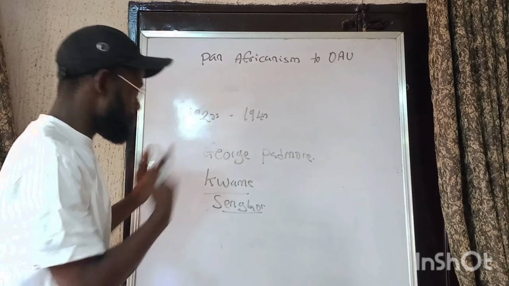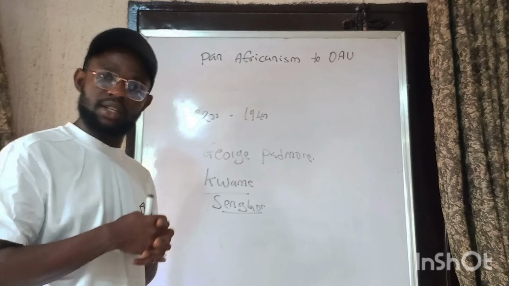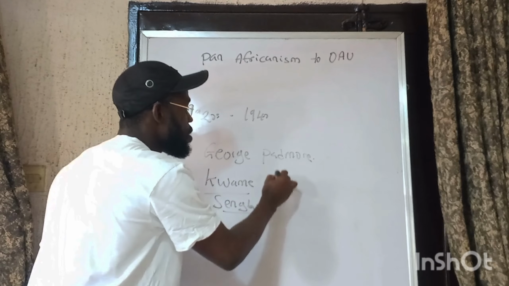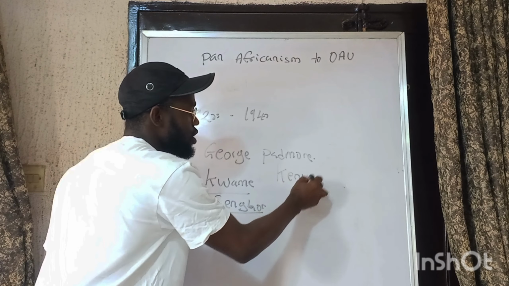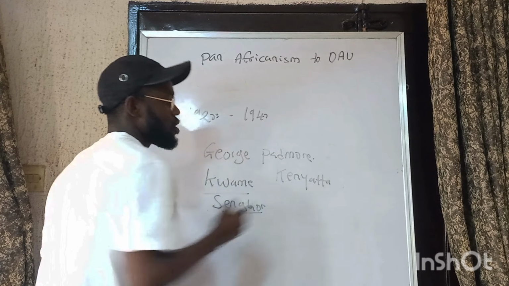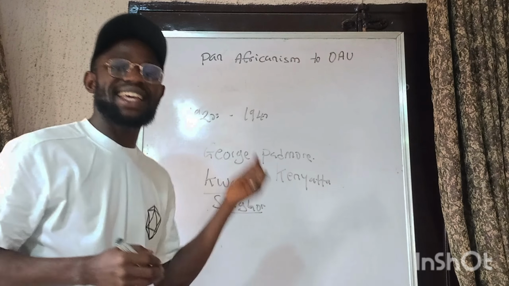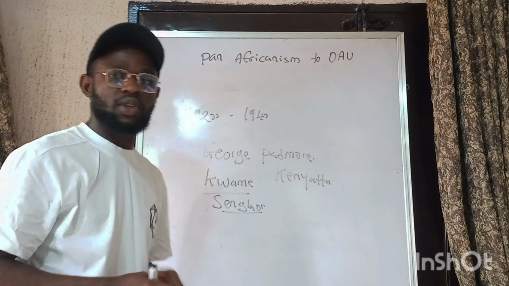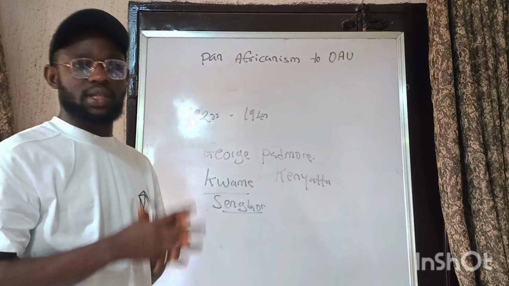Alright, so you also make use of the first black president of Kenya. The name of that guy is Jomo Kenyatta. But you don't need to stress yourself. You just need to remember a name called Kenyatta. He was the first black president of Kenya. So he also makes use of other persons.